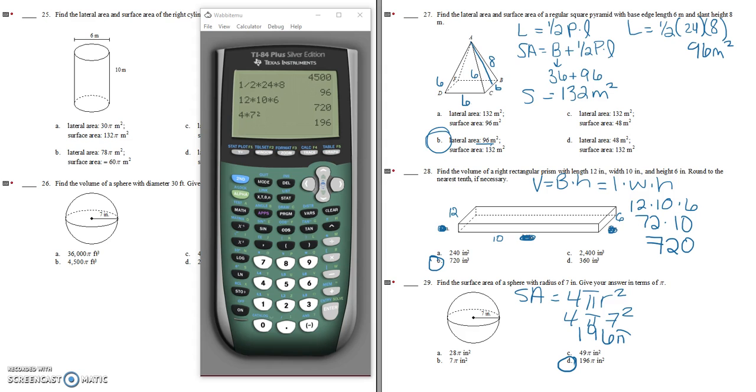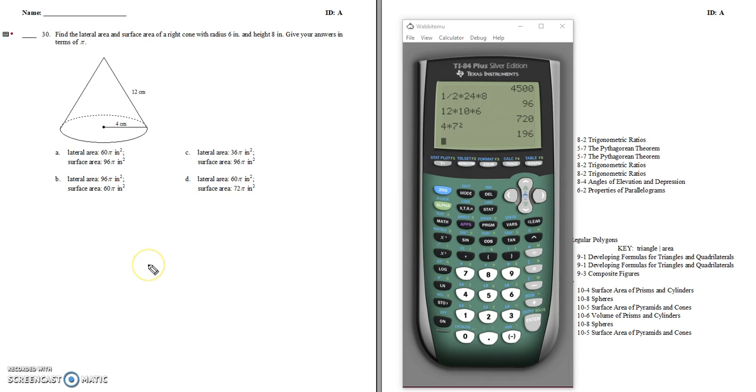I'm going to pause. Okay, last problem. We have find the lateral area and surface area of a right cone with a radius of 6 and a height of 8. Again, these dimensions don't match the picture, so we need to put that in. 6. And the height here is 8. That makes a right angle.